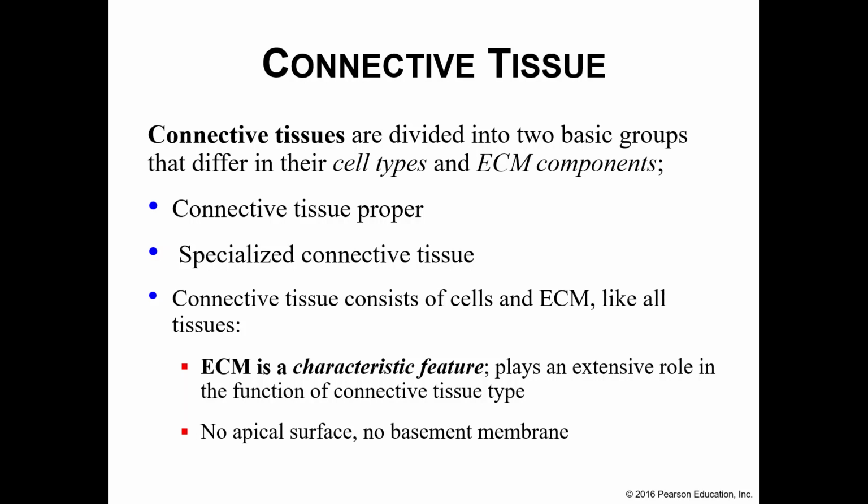Now, what we're not going to see in connective tissue, like we did in epithelial tissue, is we're not going to have an apical surface, and we're not going to have a basement membrane. So although we do have some similar characteristics, we also have some really big differences that are going to help us distinguish as well.